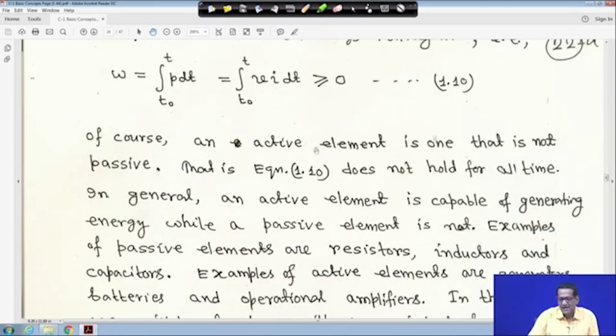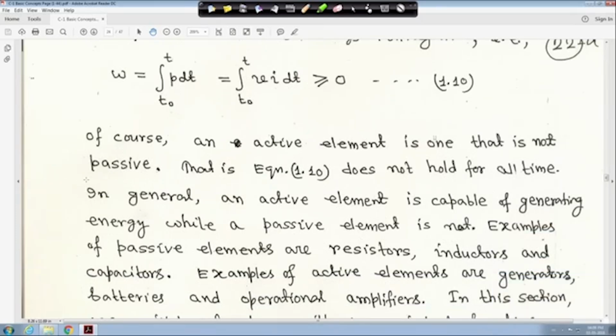Of course, an active element is one that is not passive, just the opposite, right. So, this is equation 1.10 in the first chapter. It does not hold for all time. In general, an active element is capable of generating energy, whereas a passive element is not. An active element will generate energy, but a passive element cannot generate.